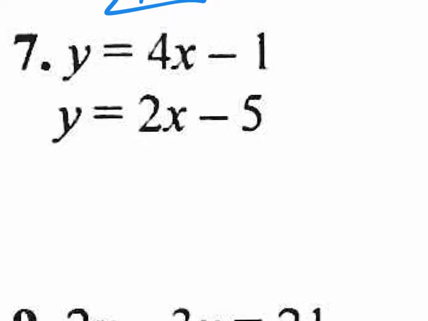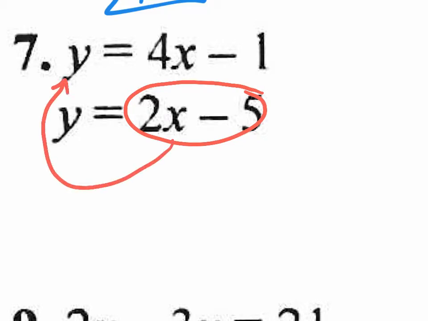Okay? So what I'm going to do is take the bottom equation this time, y equals 2x minus 5, and I'm going to take that 2x minus 5 and plug it right here in for y because it says y equals. So when I plug it in for y, it's going to read 2x minus 5 equals the 4x minus 1. Again, I took this and plugged it into this side of this equation. So that's how I get 2x minus 5 equals 4x minus 1.